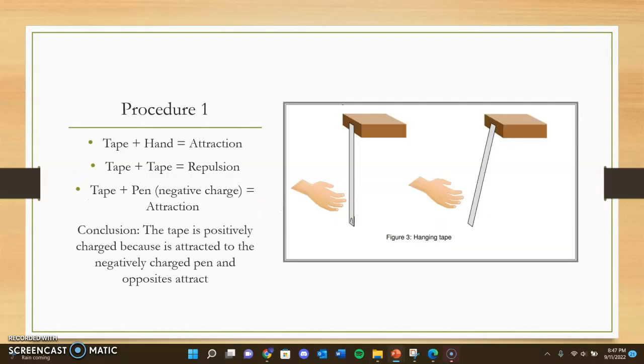For procedure 1, you had two pieces of tape taped together, and you would put them on an edge, and then you would perform experiments on them. When you put a hand close to the tape, there's an attraction. But when you put two pieces of tape close together, there's a repulsion. And when you put a tape and a pen together, there's an attraction. The pen was negatively charged because it was run through hair. Because it's negatively charged and it was attracted to the tape, the tape was positively charged, because opposites attract.